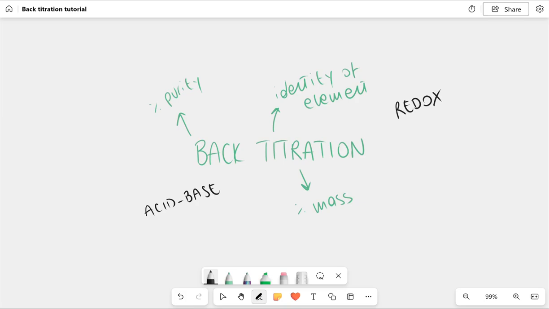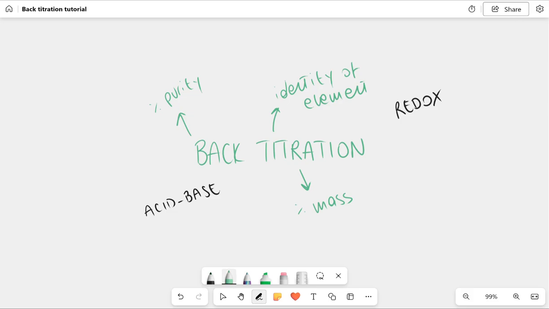The second example would be redox back titration. This is when a direct redox titration is not feasible, such as when the reaction is too slow. For example, a back titration might be used to determine the concentration of a reducing agent by reacting it with an excess of an oxidizing agent and then titrating the unreacted oxidizing agent.